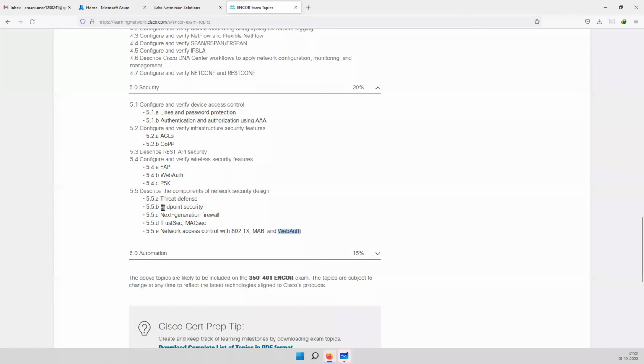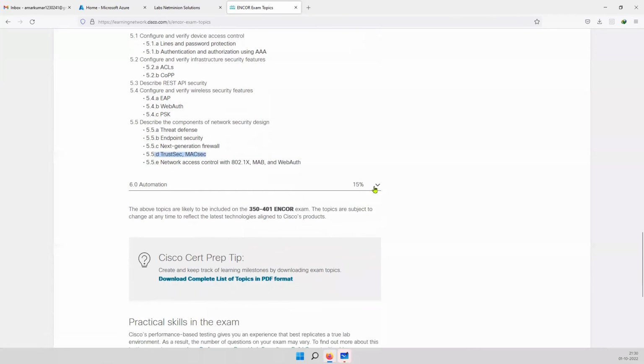So here, these are really very important terms. Basically, we are going to talk about some of the ICE part over here, Cisco ICE. Okay, so we will discuss that, because 802.1x and MAB are part of Cisco ICE. So we will discuss that as well.